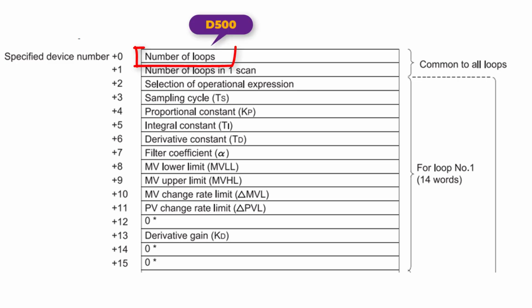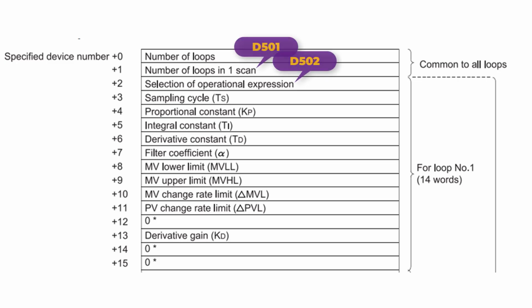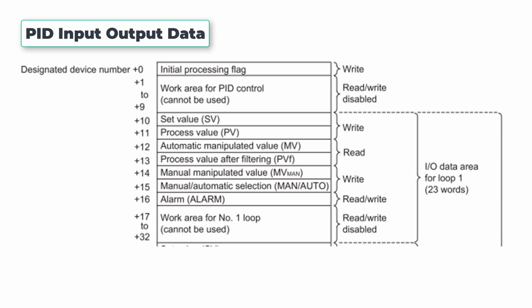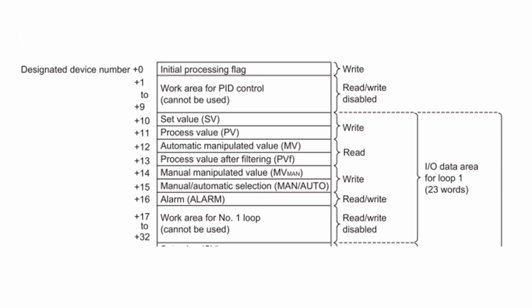So, if you set the data memory number D500 for the control data number of loops, then the data memory registers for other control data will be D501, 502, 503 and so on. The same procedure is applicable when specifying the data memory for PID input-output data. So, if you specify the data register number as D600 for the first input-output data, then the data registers for other input-output data will be D601, 602, 603 and so on.